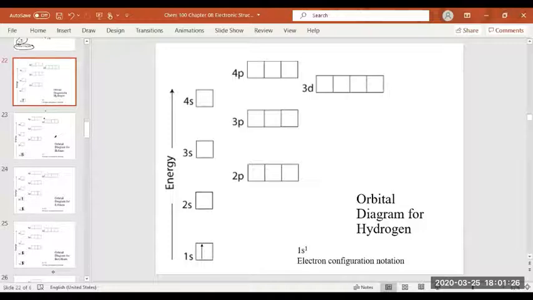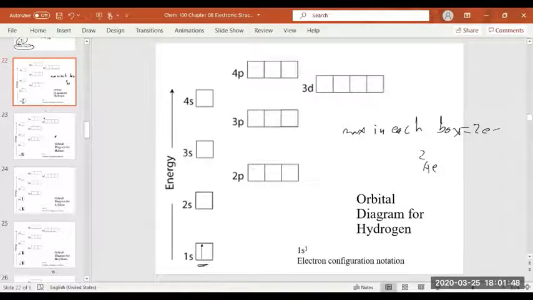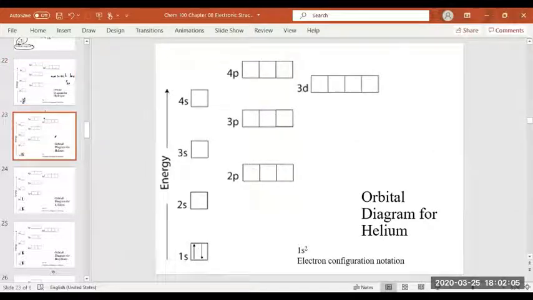Now, what about helium? Helium has 2 electrons. This is the first electron. What about the second one? Each orbital, each box, can hold a maximum of 2 electrons. It cannot hold more than 2. So I will put the second one, but be careful. How you put it is very important, because they have to be in opposite spin. Spin up, the other spin down. So I put it spin down, and that's what we have for helium.